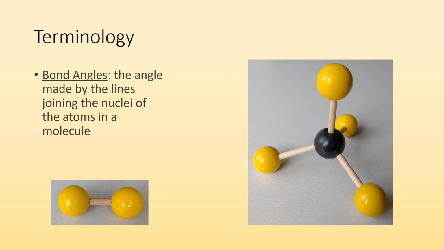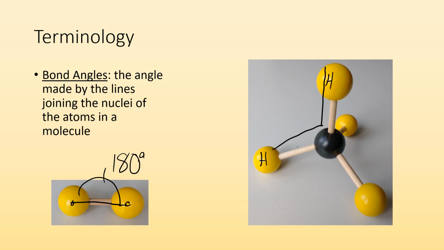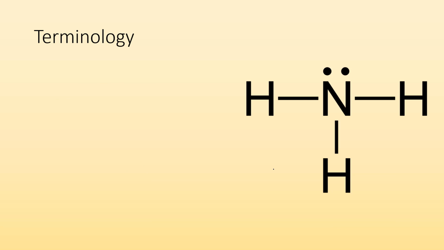So let's get some terminology straight. First, we're talking about bond angles. Bond angles are the angles made by the lines joining the nuclei of the atoms in a molecule. So if I'm looking at this simple example of H2, here we have a straight line. So the bond angle for a line is 180 degrees. We'd say that would be the bond angle between those two atoms. Now in methane, which is a little more complicated than a hydrogen molecule, you can see here there's an angle formed. So when we're talking about bond angle, we're talking about the angle between these atoms.